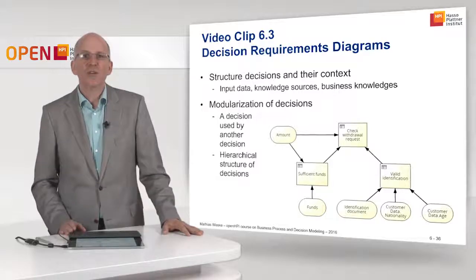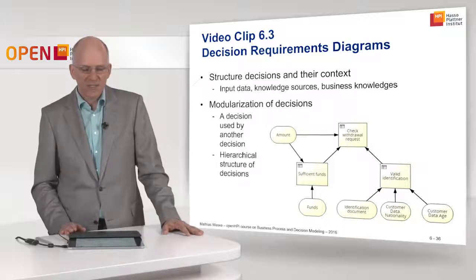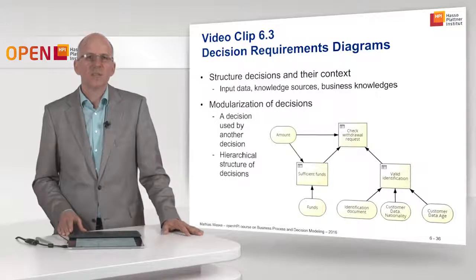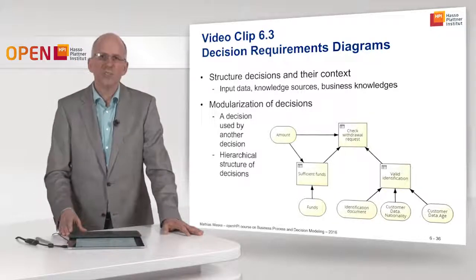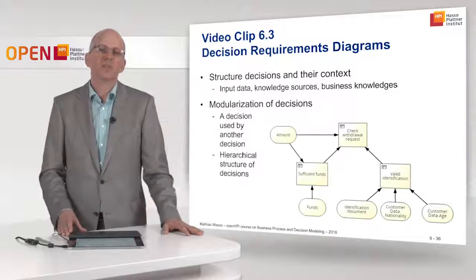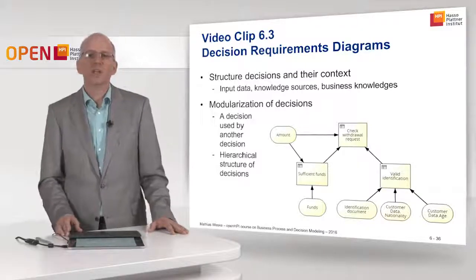That brings us to the end of video clip 6.3, in which we introduced decision requirements diagrams. We learned that these diagrams structure decisions and their context. By context, we mean the input data required for taking the decision, the knowledge sources, and also the business knowledges. We have seen that we can define decisions in a modular way. A decision can be used by another decision, and here we can have a hierarchical structure, almost an arbitrary network structure, on how the decisions and sub-decisions relate to each other in your organization.